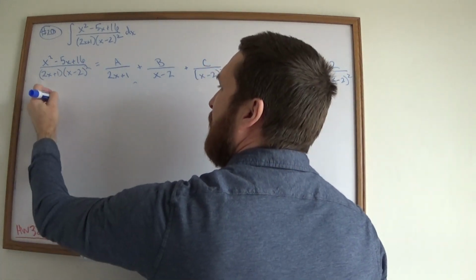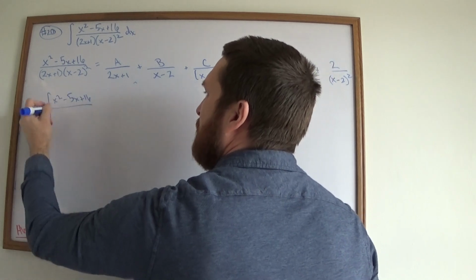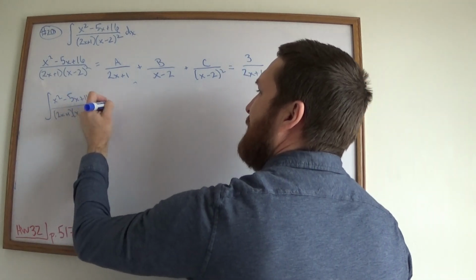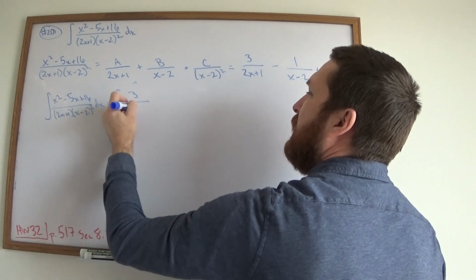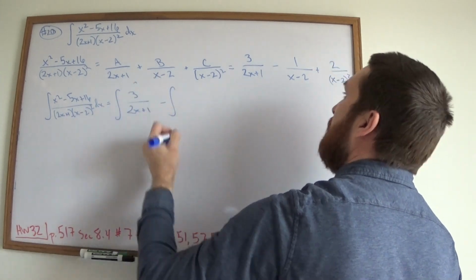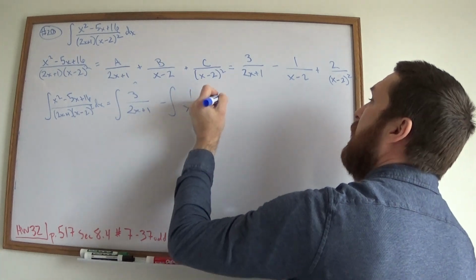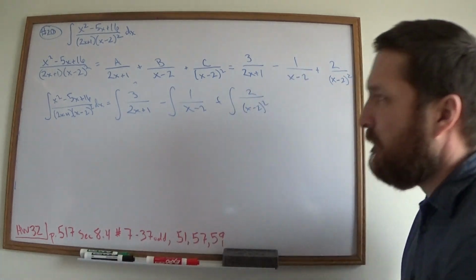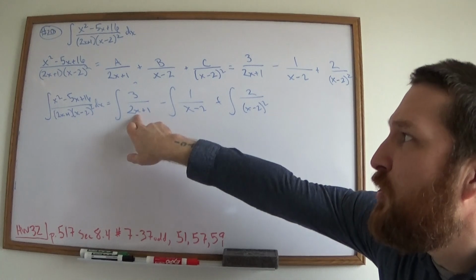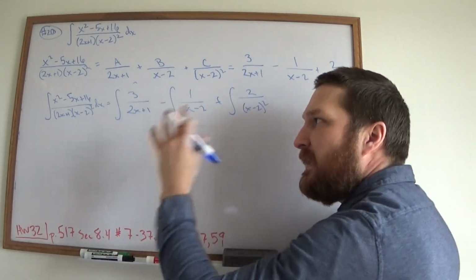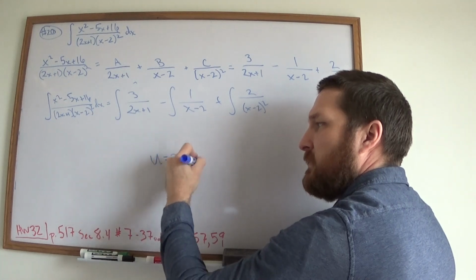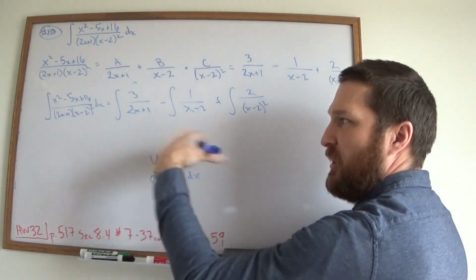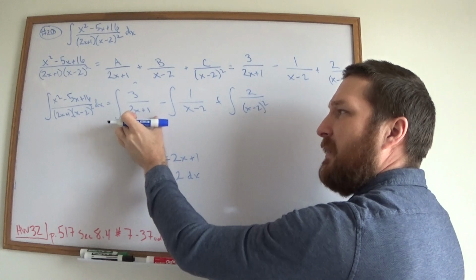So, the integral of x squared minus 5x plus 16 over 2x plus 1, x minus 2 squared dx is the same thing as the integral of 3 over 2x plus 1 minus the integral of 1 over x minus 2 plus the integral of 2 over x minus 2 squared. That 2, okay, I'm just going to think in my head. If I did a u substitution, 2x plus 1, then the du would be 2 dx, which means I would need to divide by the 2 when I change over to u. But everything else, don't need to worry about.